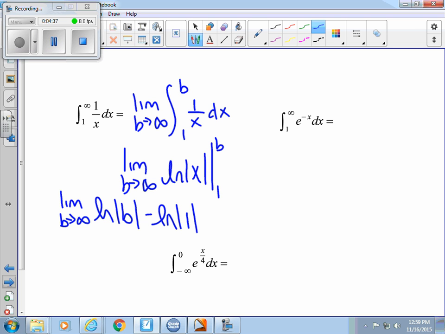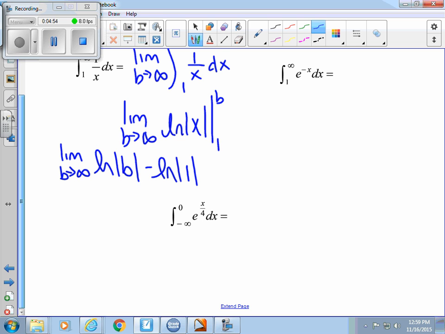Did you all know that? Memorize that. Because anything to the 0 power is 1. That's why that's my natural log. So my question is, what's the limit as b approaches infinity of natural log? What's natural log do as x approaches infinity?